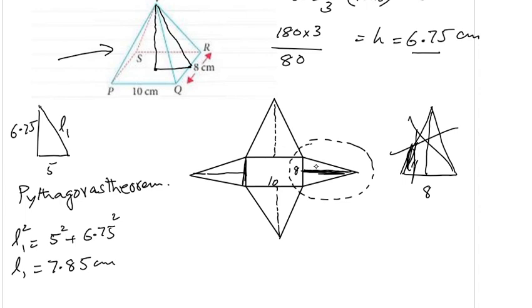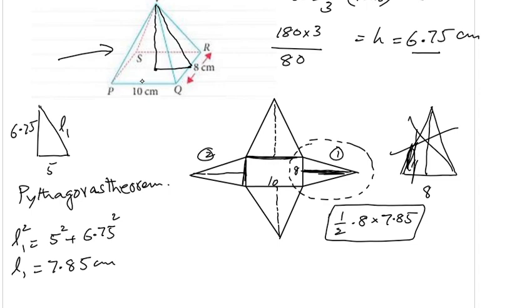So area of this triangle, let's say that this is triangle 1 and this is triangle 2. Area of the triangle 1 will be 1 over 2 multiplied by base, which is equal to 8, and height, which is 7.85. You can find the solution of this value by using calculators. Now coming to the other triangle, here we have the base equals 10.